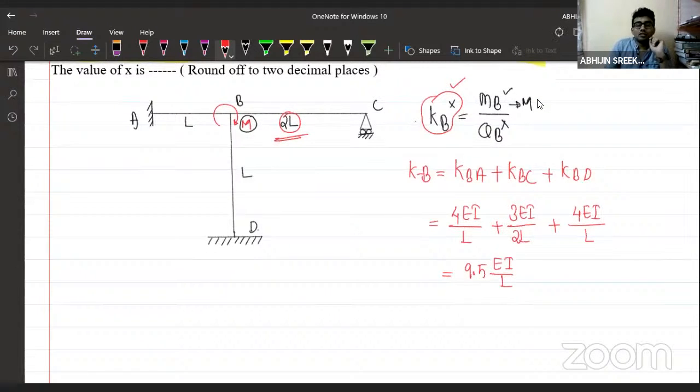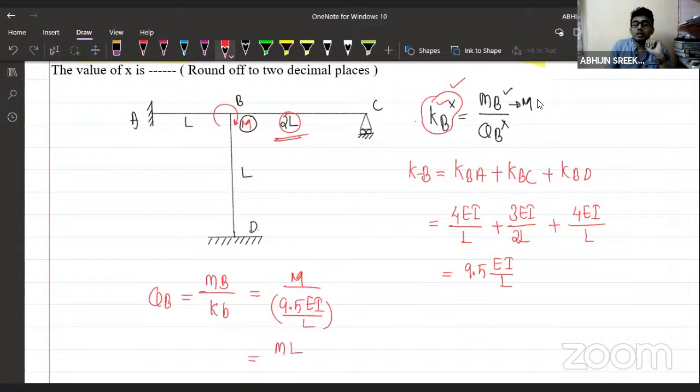What is rotation? We have calculated the KB value. We know the MB value. Now calculate the theta B value by dividing MB with KB. What is MB? That is M divided by 9.5 EI divided by L. Or I am going to write it like ML divided by 9.5 EI. So 9.5 is in the denominator. If I'm taking it to the numerator, it will come out to be 0.108 ML divided by EI.